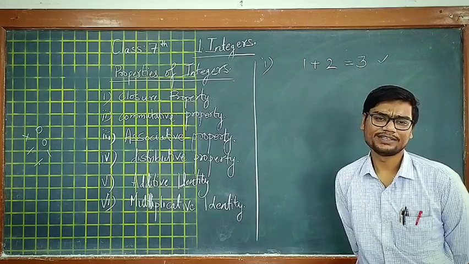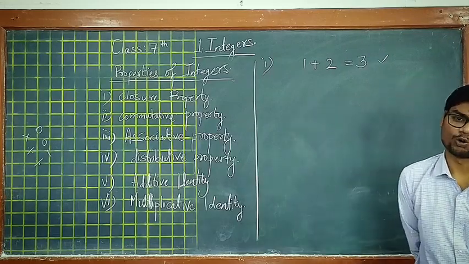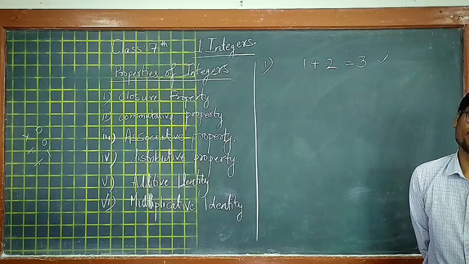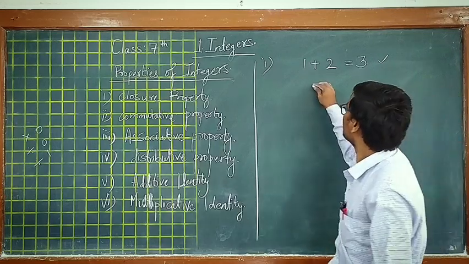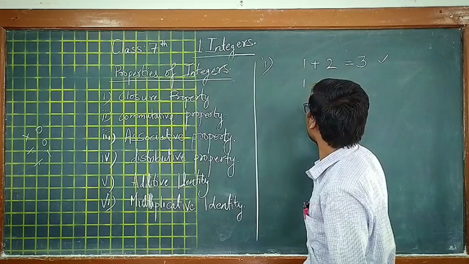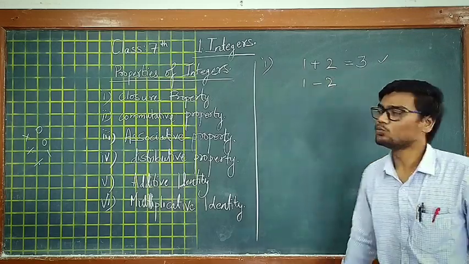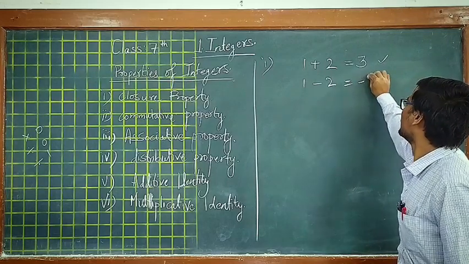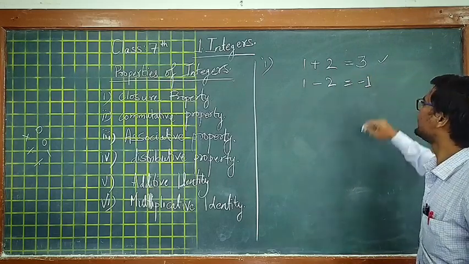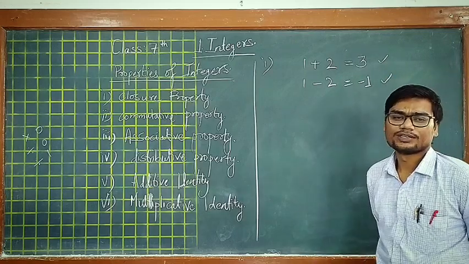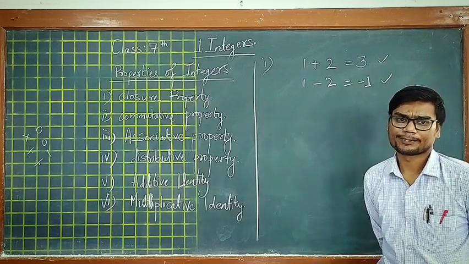What about the integers? Is subtraction closed in integers? Let us take one example and verify this. Let us take 1 and minus 2, and subtract them. The answer is minus 1. Minus 1 belongs to integers. Therefore, subtraction is closed for integers.